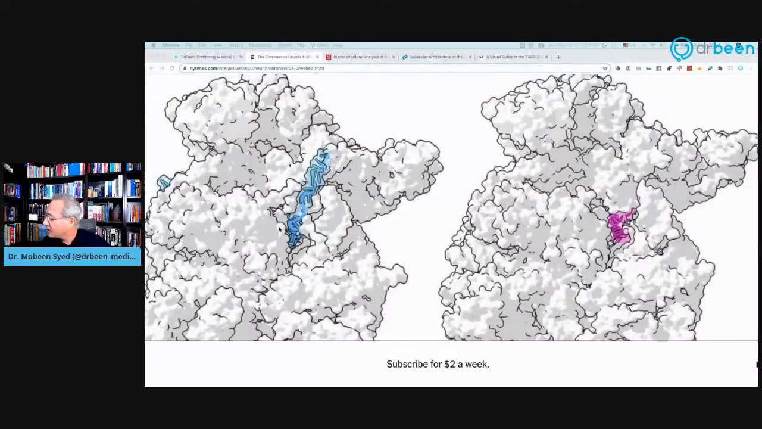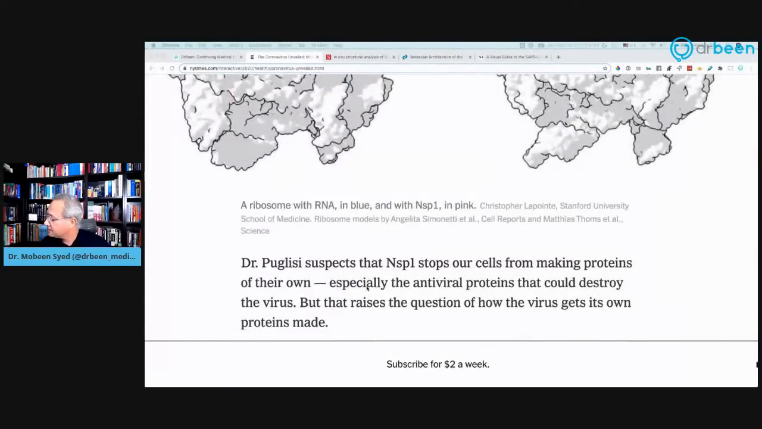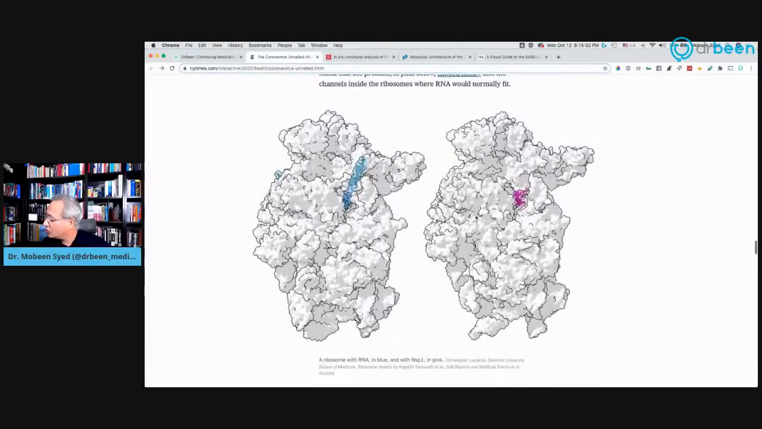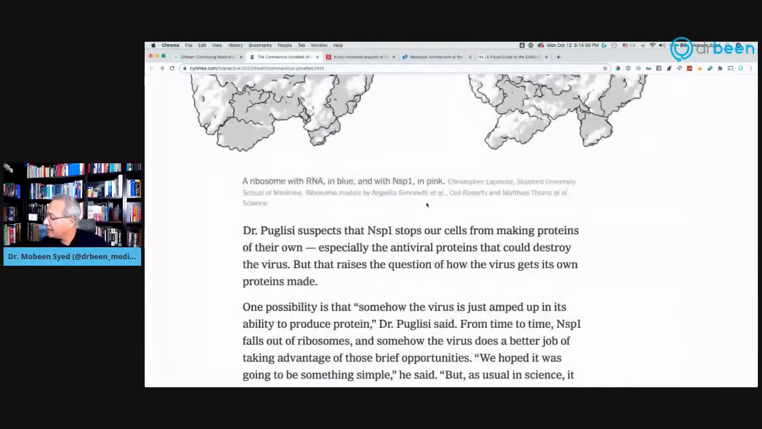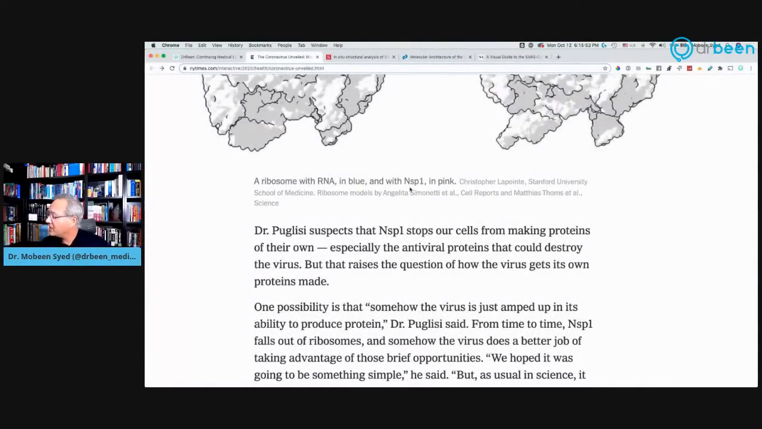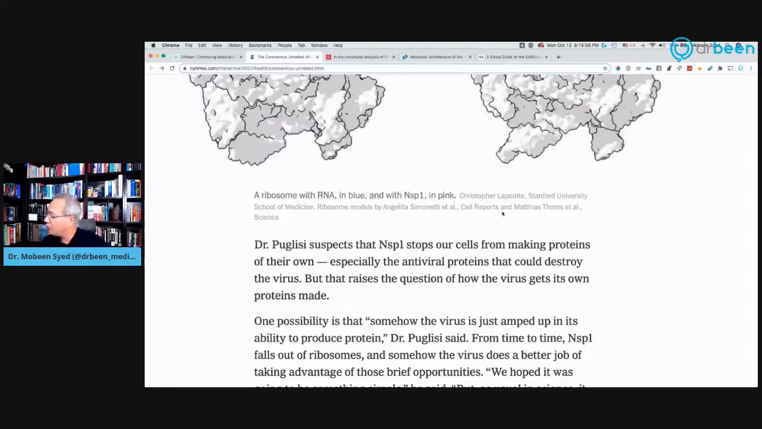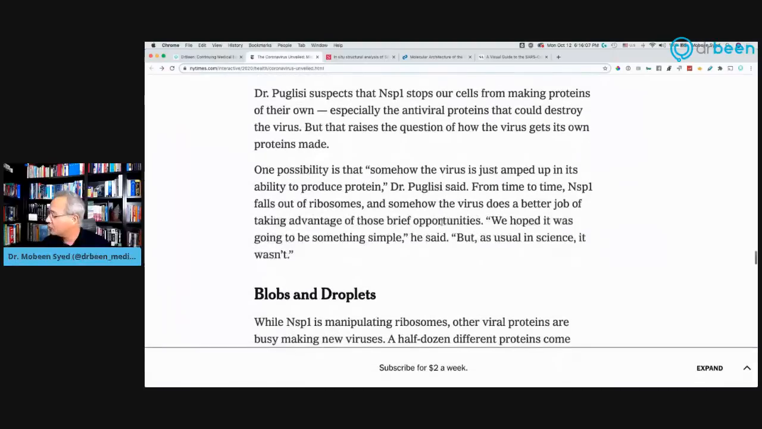So if you see here in this structure, if I can make it a little short. If you see this pink area, that is our ribosome in which the virus has inserted its NSP1. This is NSP1 protein to hijack the ribosome. So if you see here, a ribosome with RNA in blue and with NSP1 in pink. So this is Christopher Lapointe, Stanford University School of Medicine, ribosome model by Angelita Simonetti et al., Cell Report, and Matthias Thomas et al., Science. So I want to make sure that the credit goes to them.